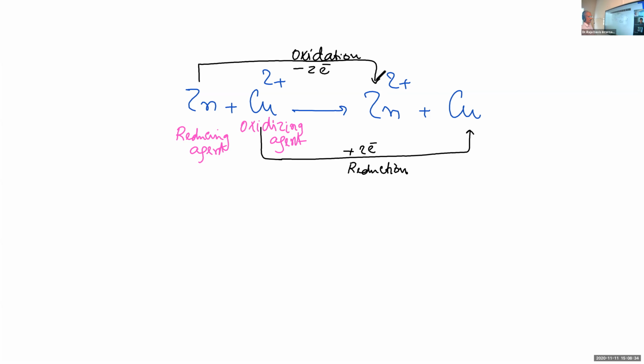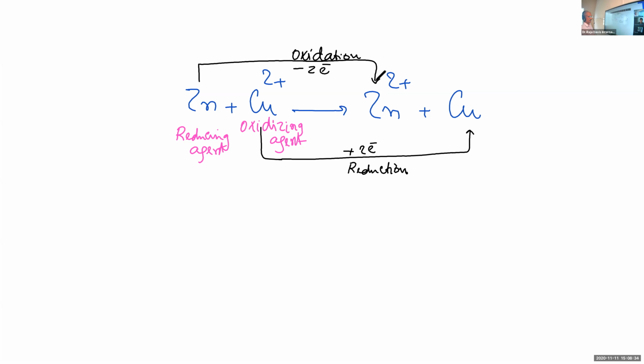Okay. The oxidizing agent is also known as oxidant. Similarly, the reducing agent is also known as the reductant. Reducing agent or reductant, oxidizing agent or oxidant. Do you get this? Do you follow the electronic concept?